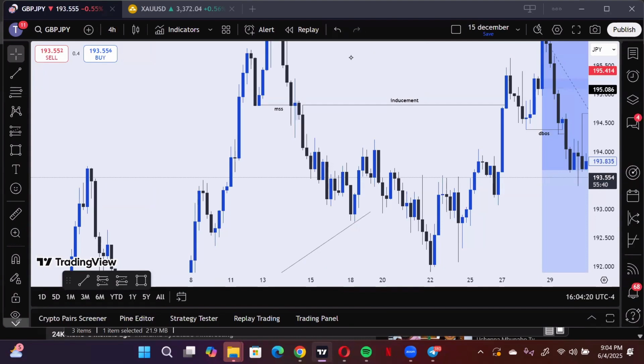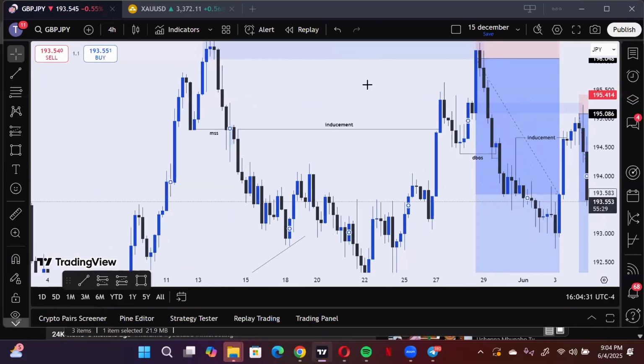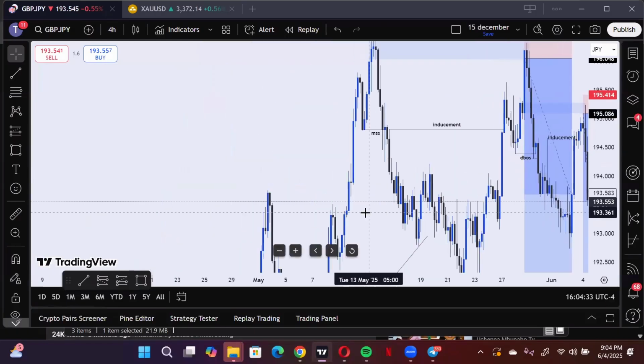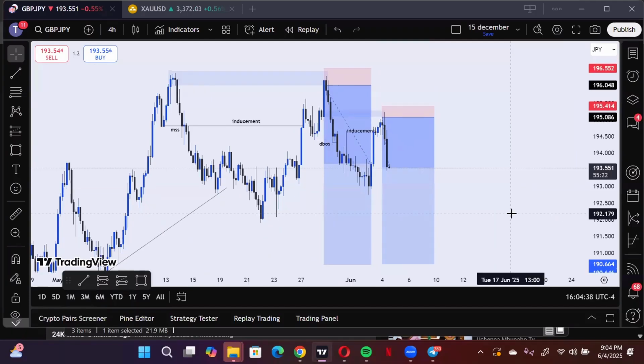Strategy. If you get your market structure part of the strategy, you get your liquidity part of the strategy, then you move on to the point of interest part of the strategy. So far, we have done the structure part and the liquidity part. What is left is the point of interest part of the strategy. There are two different points of interest that I make use of: an order block, and a breaker block.